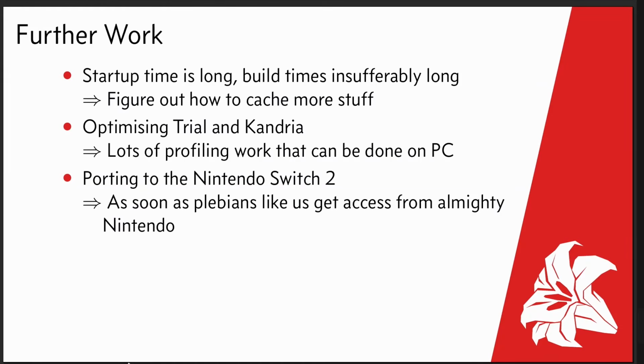The good news for optimizing is that we can do this all on PC. On x86, we can use the statistical profiler from SBCL to figure out where hotspots are and do that optimization work. And we want to port to the Nintendo Switch 2, which was announced earlier and is releasing in a couple months. That is just a question of when Nintendo will give us plebeians access to the dev kit. I have no idea about that. They're being very stingy, so yeah.